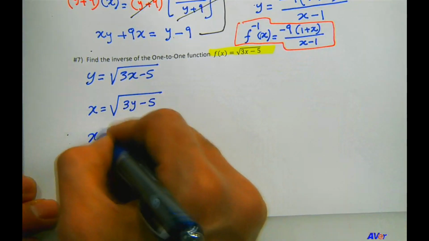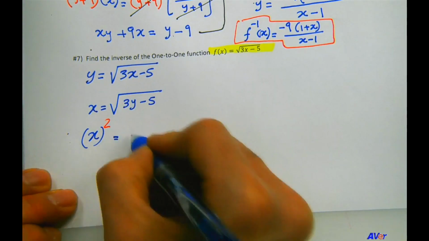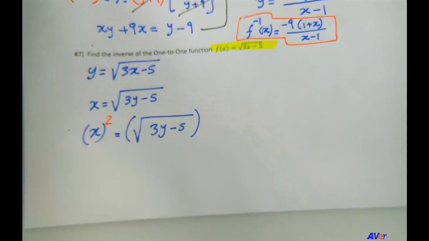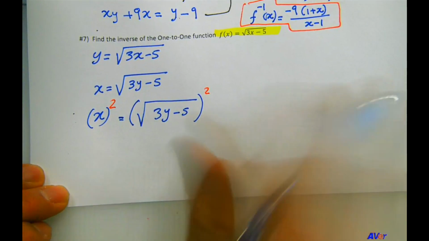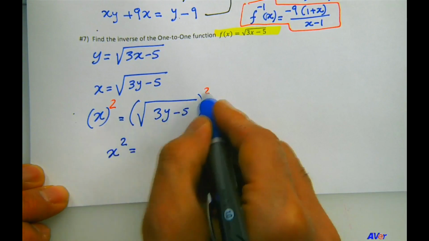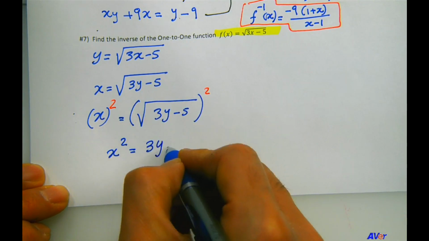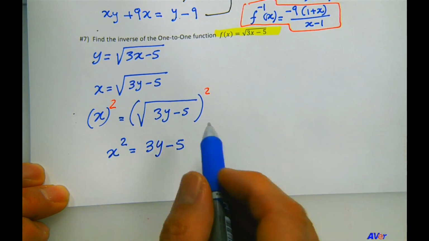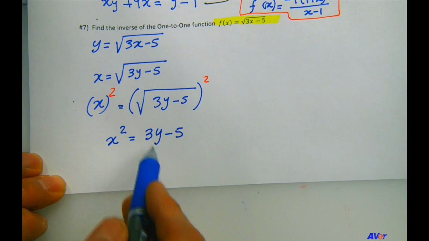So let's do that. x squared equals square root of 3y minus 5, squared. So x squared equals, the index here is 2 and the power on the outside is 2, so they cancel each other out. On the right we get 3y minus 5, right? Okay. All right. So we're still on our way to solving for y.